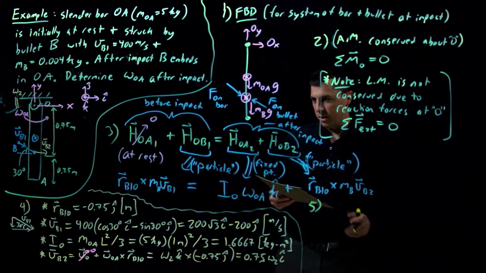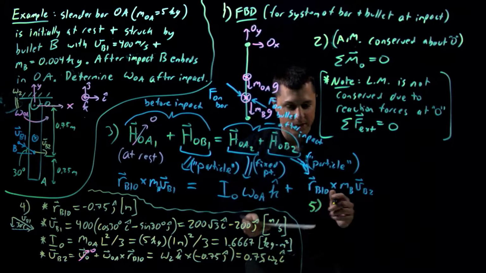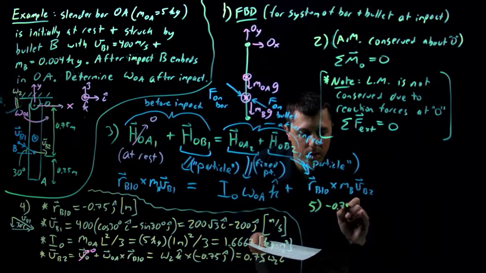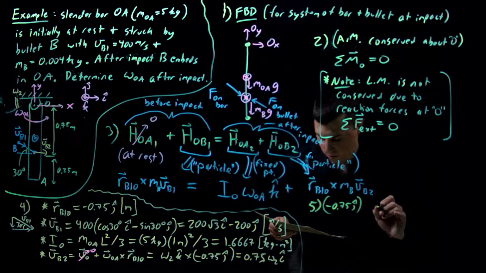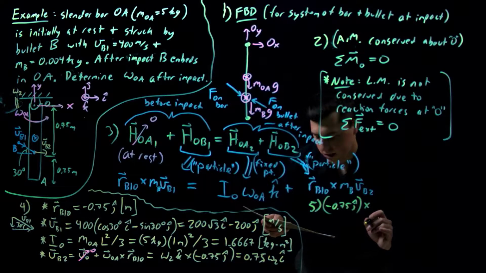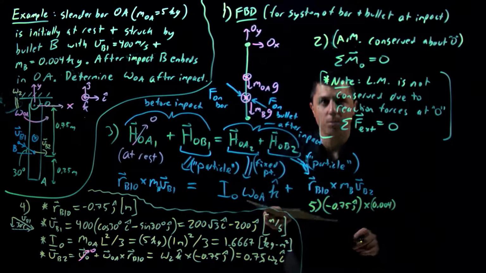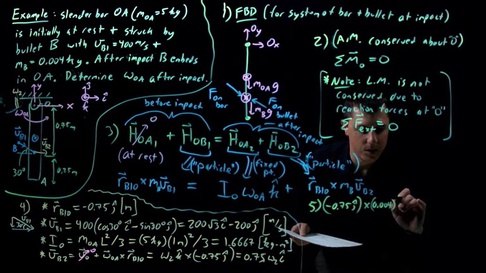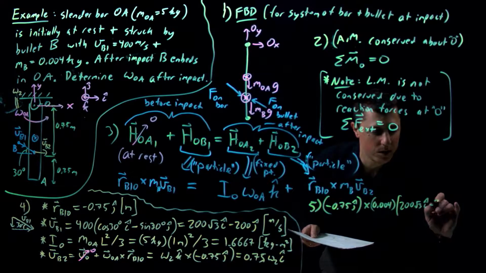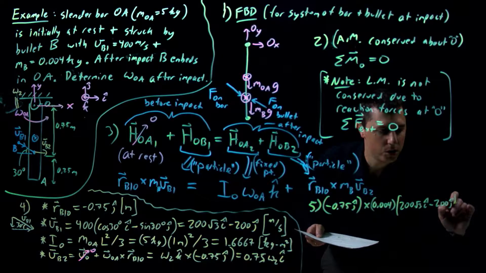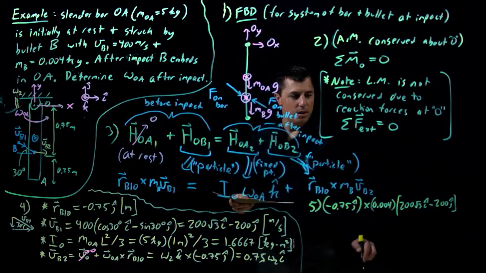Okay, let's see if we can fit it in. Okay, negative, now we have everything. We're just going to be plugging them in. That's minus 0.75 in the j hat direction crossed into mass, that's the mass of the bullet, so it's 0.004 kilograms. And then we have the 200 times root 3 i hat minus 200 j hat term. Okay, that's the whole left-hand side.